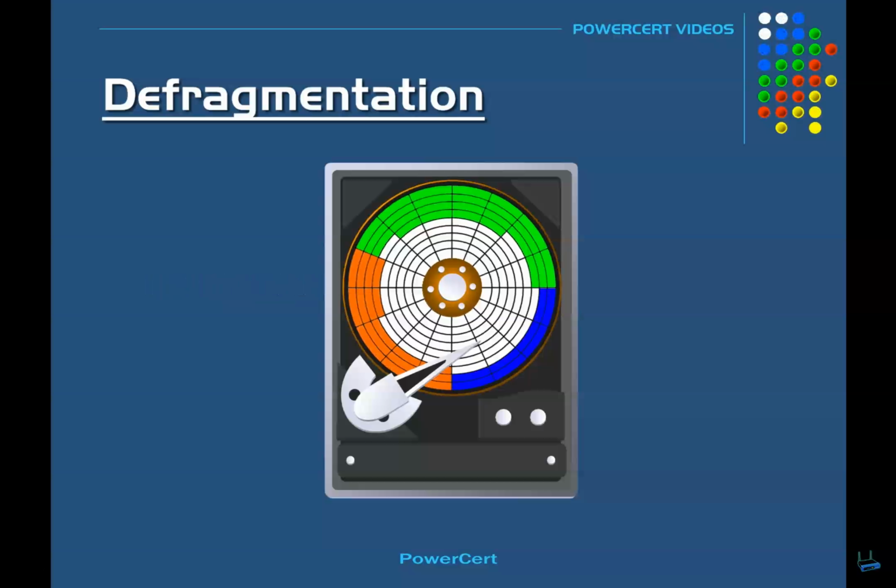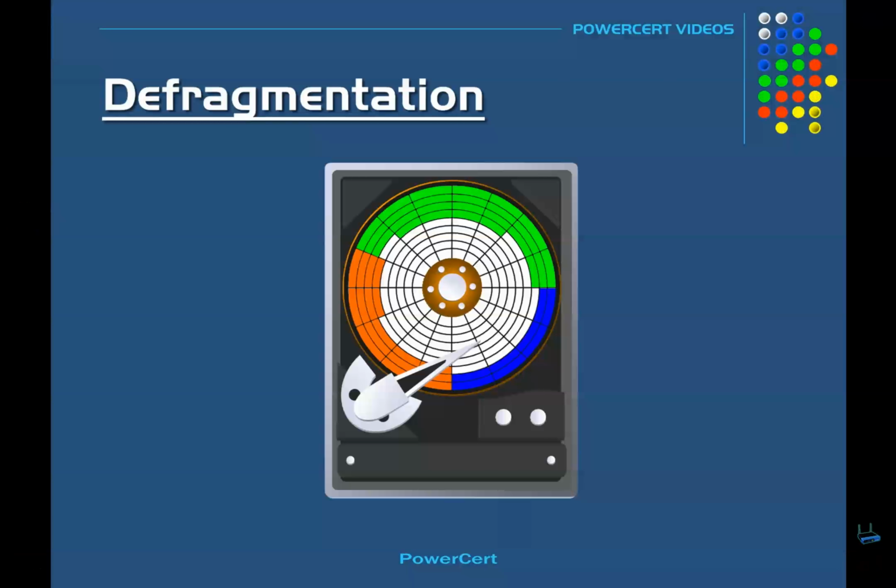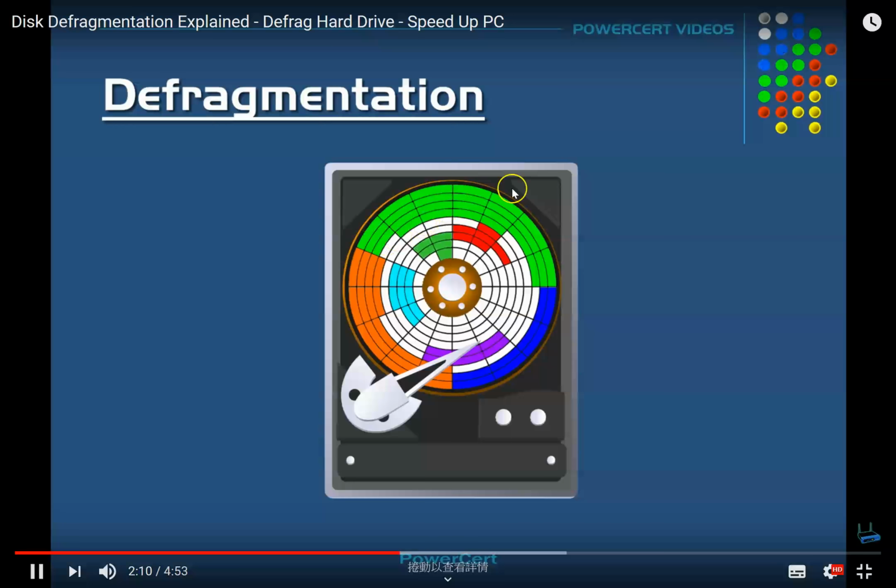Now as you can see, the data files of each of these programs were installed on the hard drive in close proximity to each other, which means that when you want to run one of these programs, the computer will run quicker because the hard drive doesn't have to do extra work by fetching data from different areas of the hard drive.